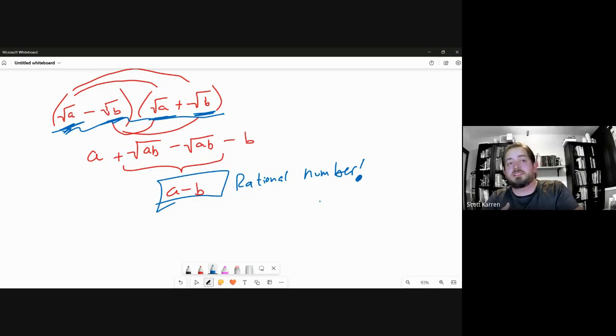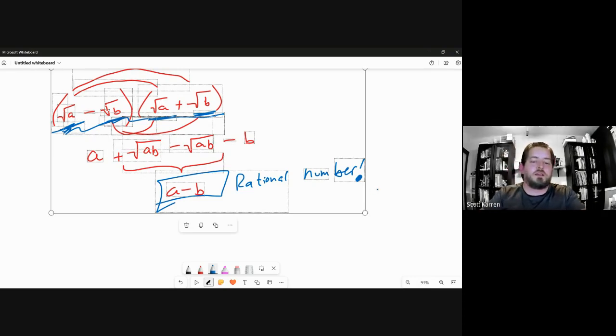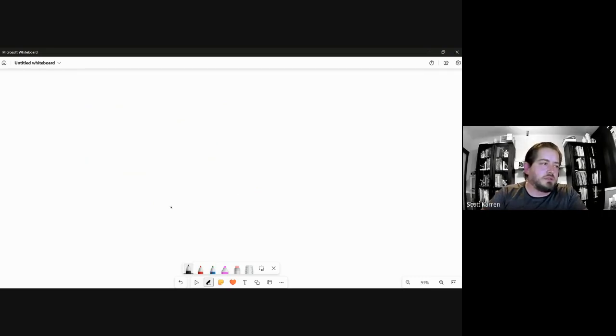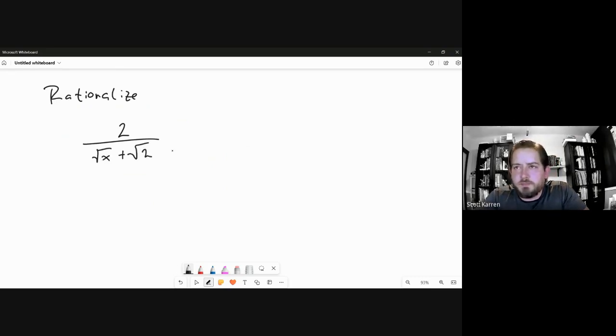Which is great because the next thing that we're going to talk about is how in the world do we rationalize a denominator that looks like this, right? But we just saw it. If I take the square root of x plus 2 and I multiply it by the square root of x minus 2, I'm just going to change that sign. If it's a plus, I'm going to multiply it by a minus. If it's a minus, I'm going to multiply it by a plus.